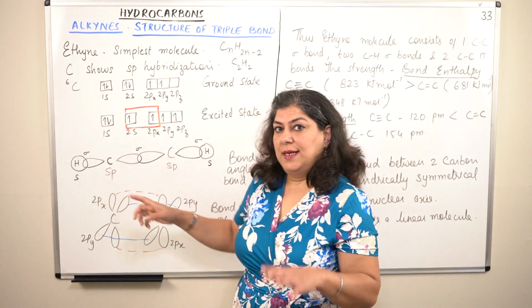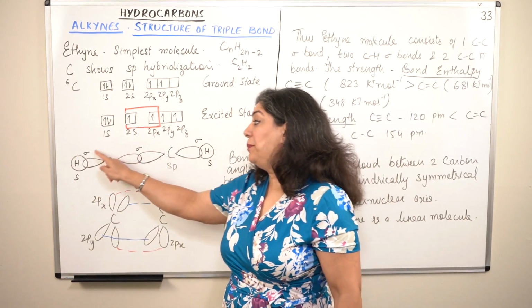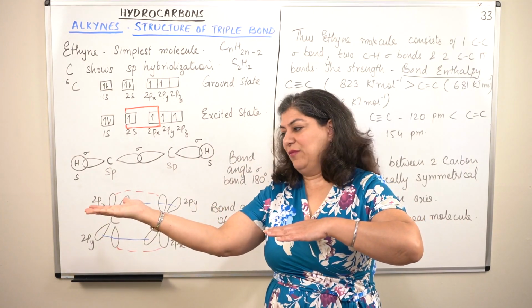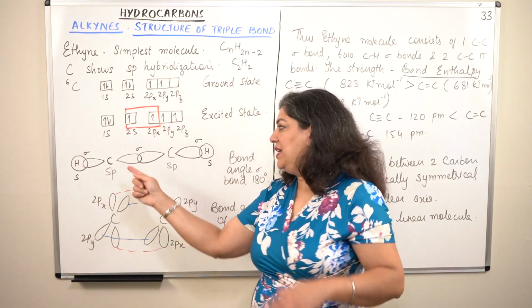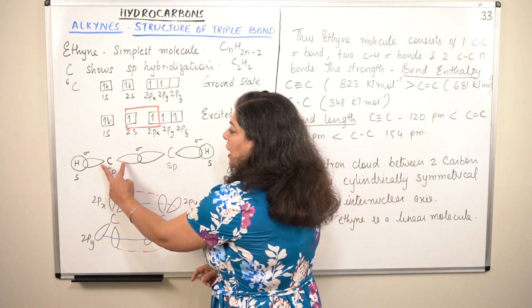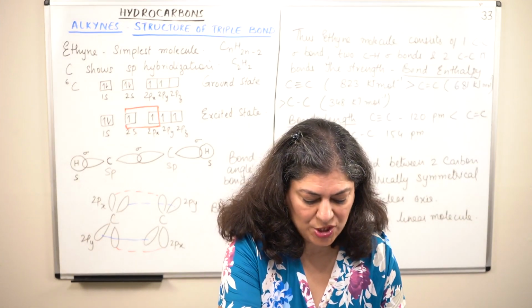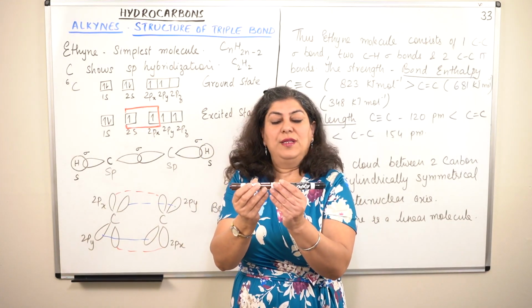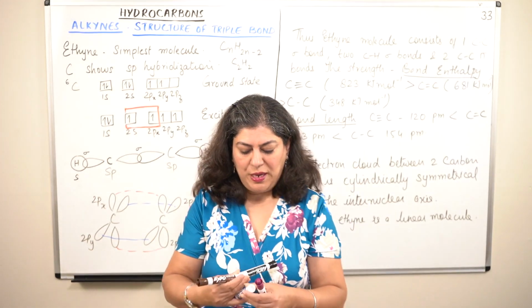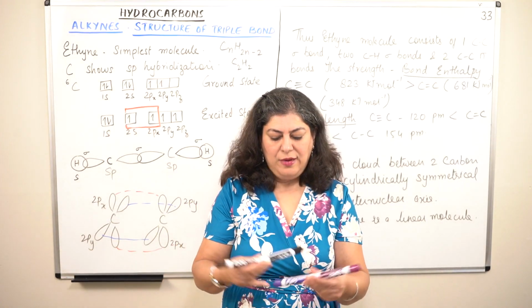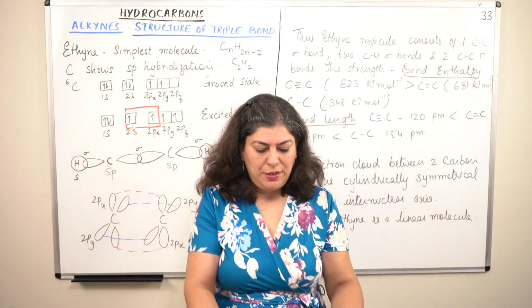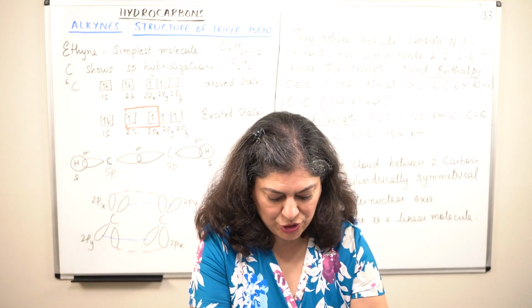The second sp hybridized orbital is absolutely opposite, that is at 180 degrees, linear, from this hybridized orbital. So carbon has two sp hybrid orbitals, one on this side and one on the other side. The other carbon also has two sp hybrid orbitals, one on this side and one on this side. They are both linear. Oh, I'm unable to pull them in a linear fashion. You can just do it.